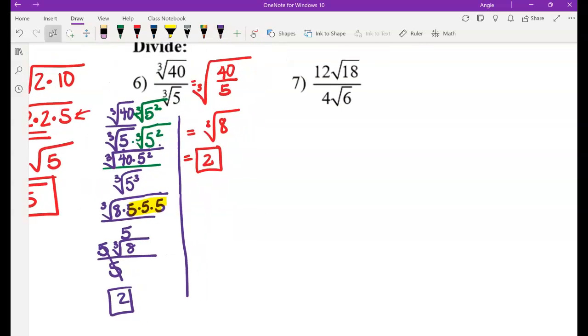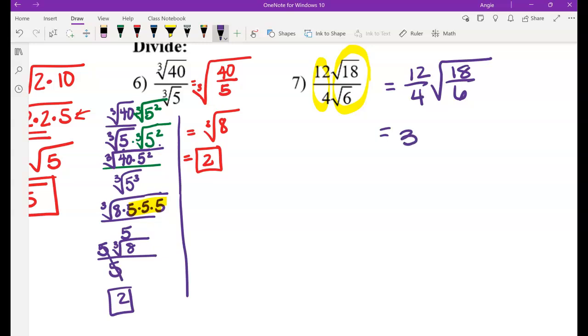Okay. Example 7. Remember, outside number can be divided or multiplied with outside number, and inside number can do the same. So that will say 12 divided by 4 times big radical 18 over 6. Well, 12 divided by 4, students, that's 3. 18 divided by 6, we can reduce that really quickly. That will give us 3 on the inside. Now, because we have a square root and we have a radicand of 3, that cannot be simplified anymore. So this is going to be our final answer.